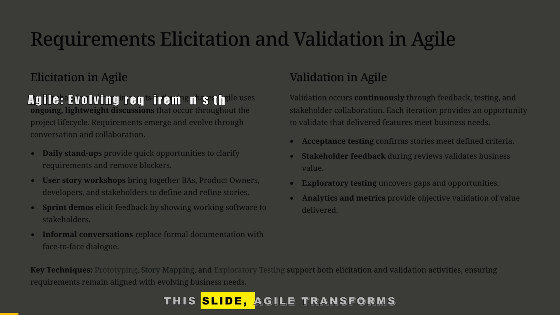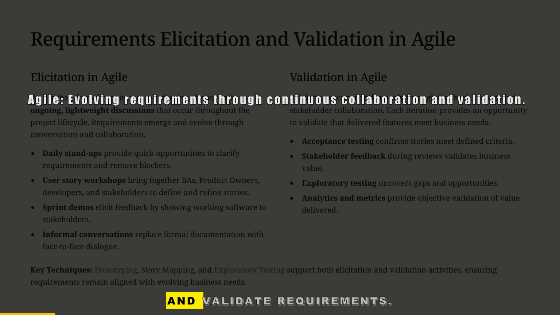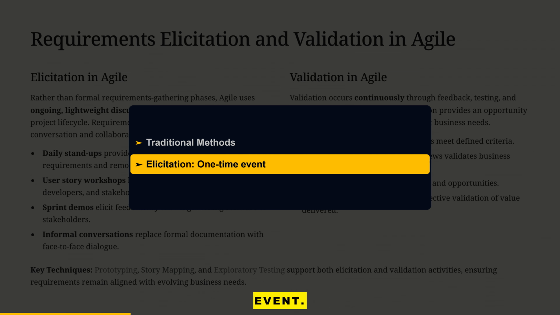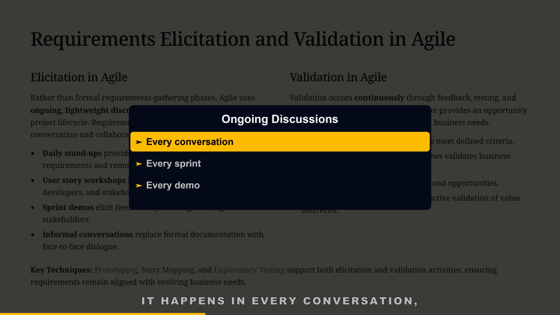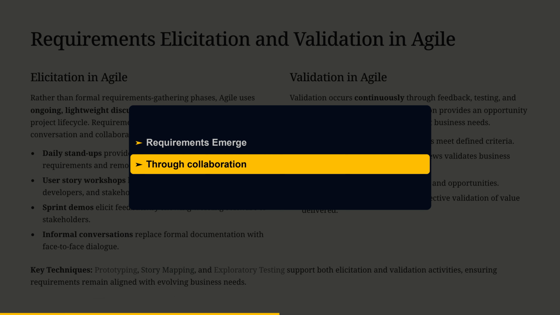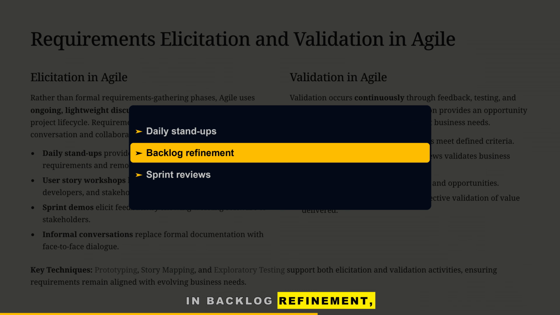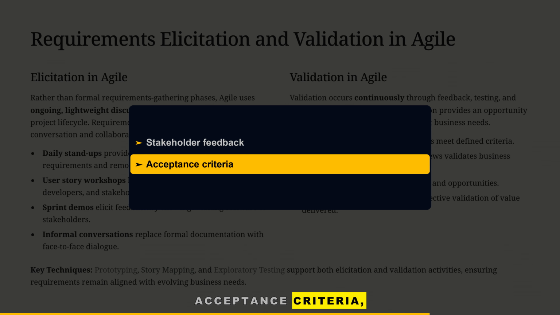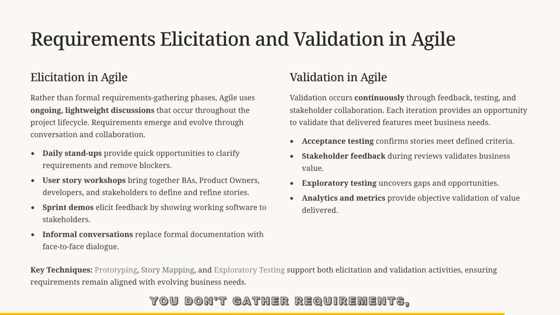As you can see on this slide, Agile transforms how we gather and validate requirements. In traditional methods, elicitation was a one-time event. In Agile, it's continuous. It happens in every conversation, every sprint, every demo. Requirements emerge through collaboration, in daily stand-ups, in backlog refinement, in sprint reviews. Validation also happens constantly, through stakeholder feedback, acceptance criteria, and data-driven testing. In other words, you don't gather requirements, you grow them. That's the beauty of Agile.